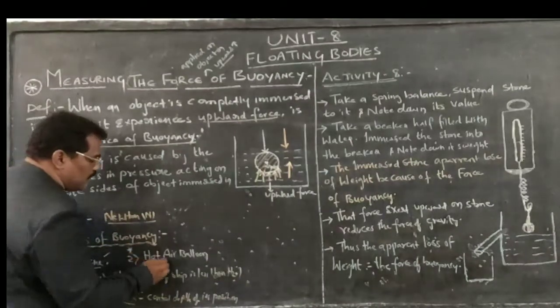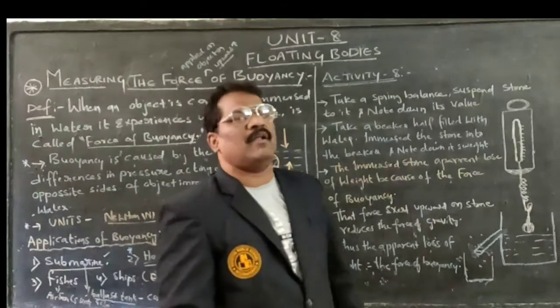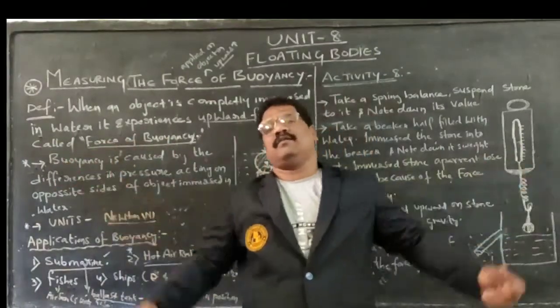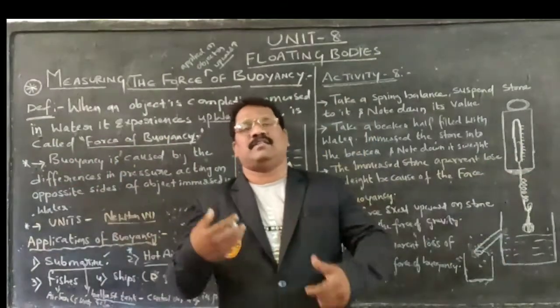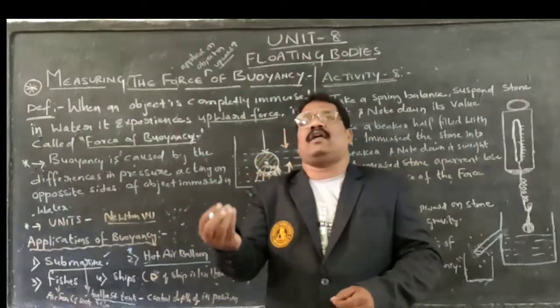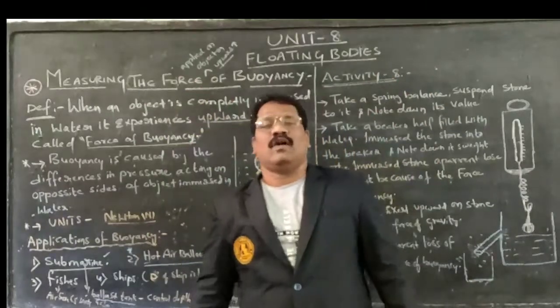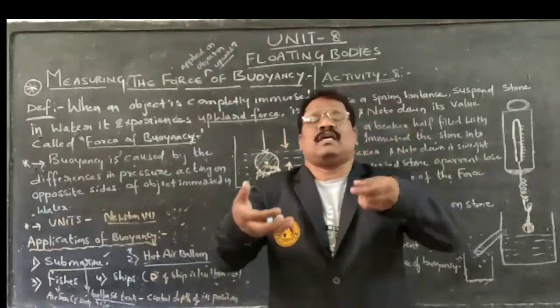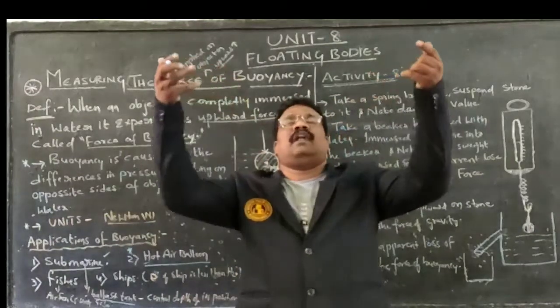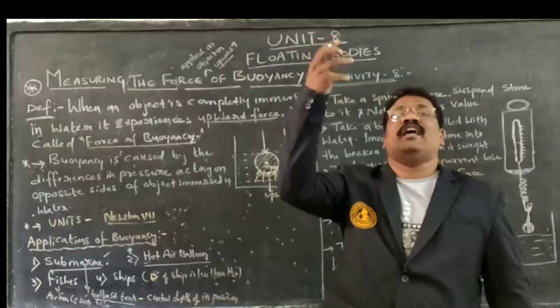The next application is the hot air balloon. What does the balloon consist of? Air. We increase the pressure by applying temperature, by lighting a fire to a gas and allowing that gas to enter the balloon. The upward force acting upon the balloon gradually increases. That means the force of buoyancy gradually increases.